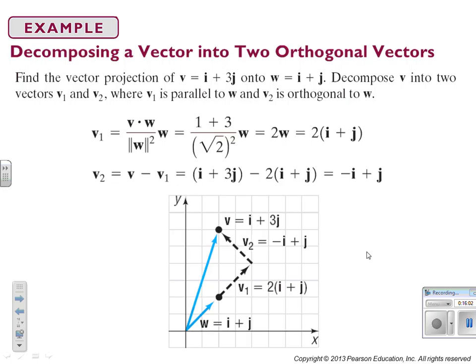v2 is our original v vector minus v1. So that's i plus 3j minus 2 times i plus j. So that is 1i minus 2i's to get negative i. And that's 3j's minus 2j's to get 1j. So it's negative i plus j.